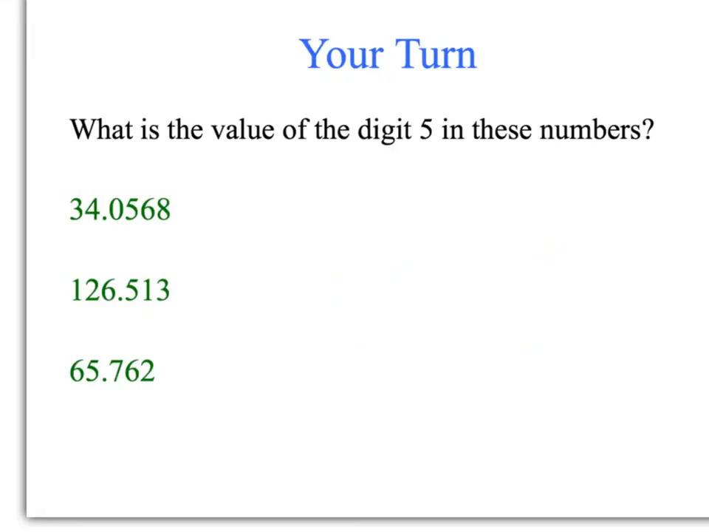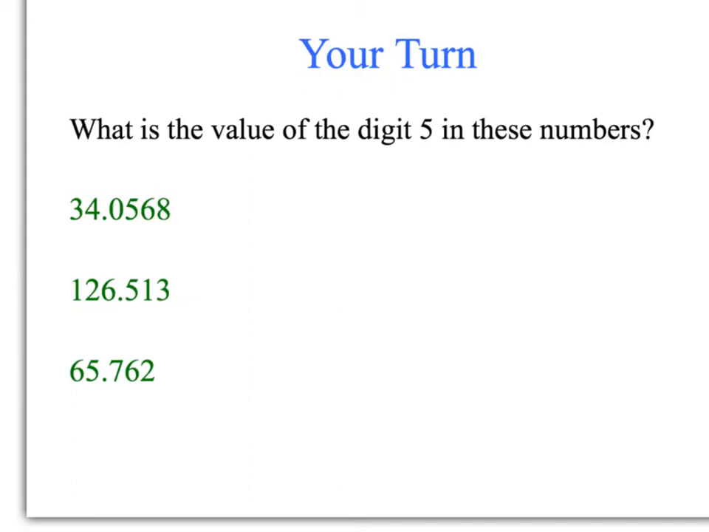Alright, now it's your turn. I want you to pause the video and work out the value of the digit 5 in these numbers. Alright, so hopefully you paused the video and worked it out yourself. You didn't just wait for me to give you the answer.